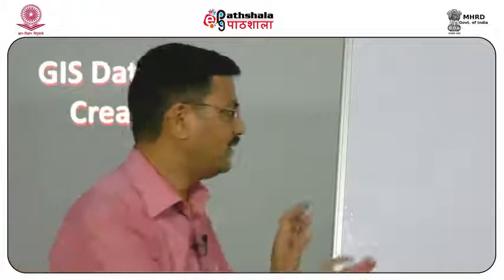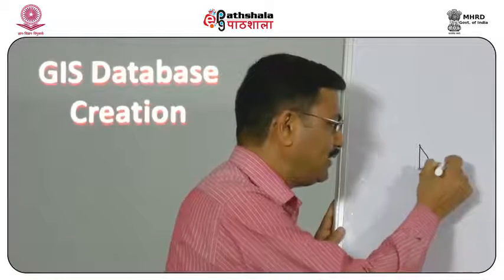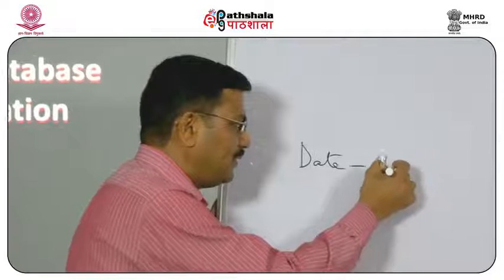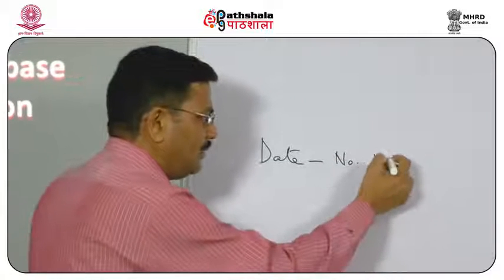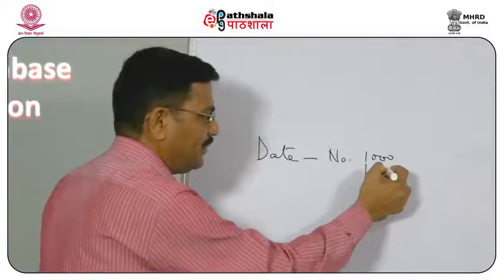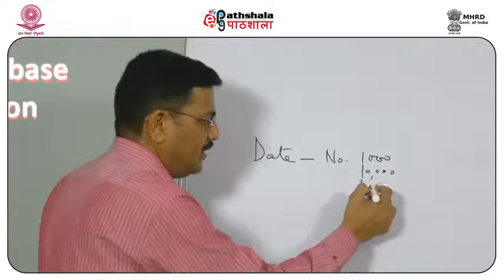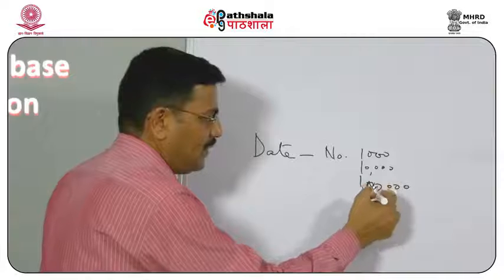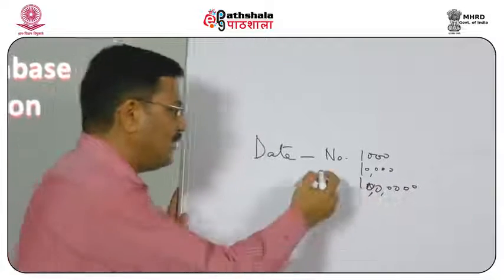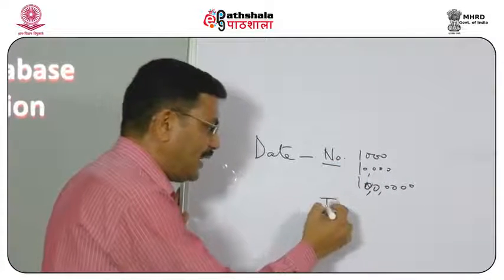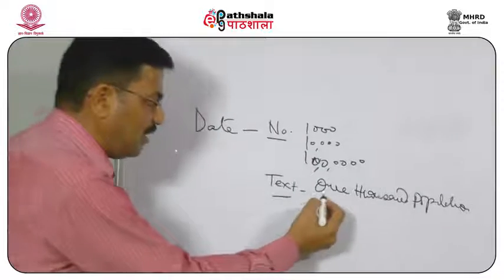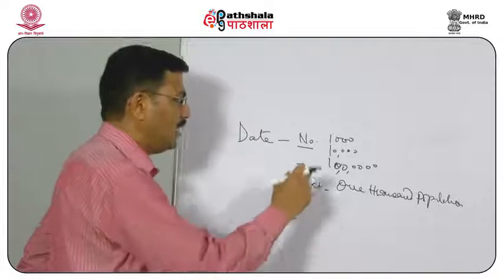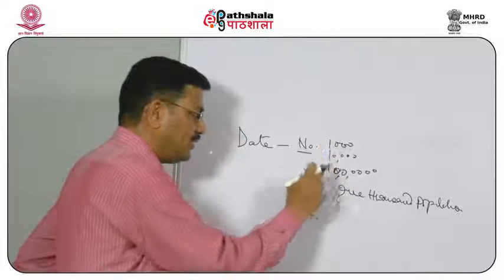We are trying to understand what is data, and then we go to GIS data. Data could be in the form of numbers: 1000 people, 10,000 people or 1 million people. That becomes data. If I say data could be in the form of text, for example if I write 1000 population, this is data that represents 1000 population. So this could be in number, this could be in text.